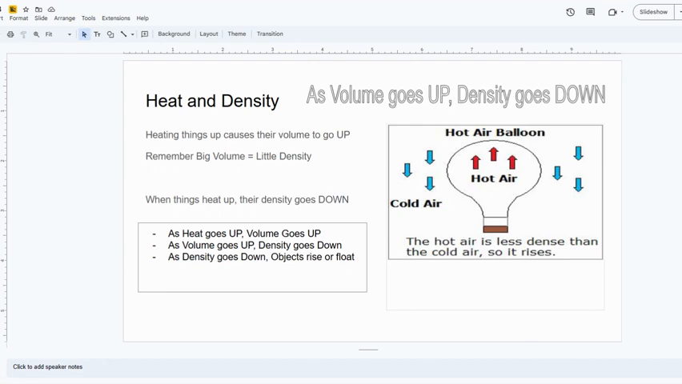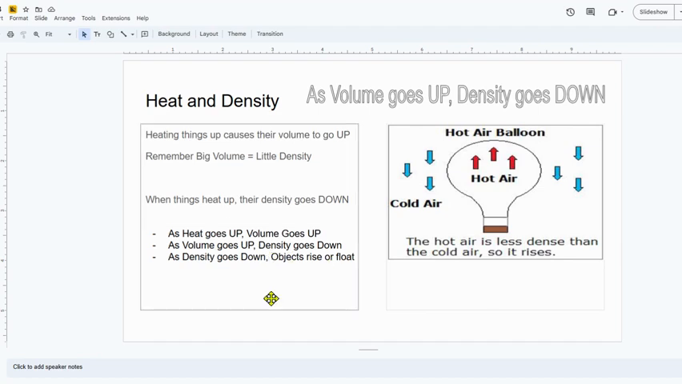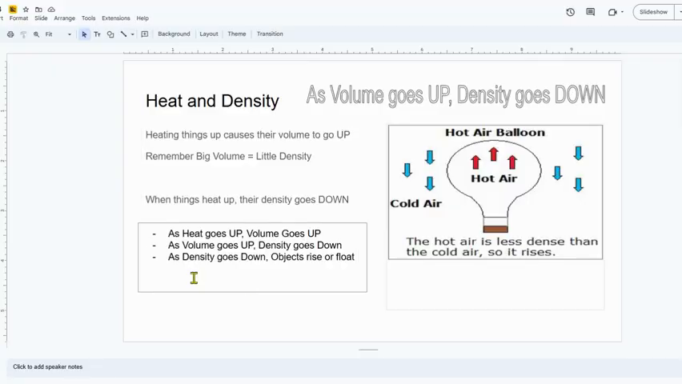So as heat goes up, volume goes up. Remember, if I heat something up, it expands. As the volume goes up, density goes down. So I heat something up, it gets bigger. As the volume goes up, the density is going to go down. As the density goes down, the object is going to float. So I heat something up, it gets bigger. That's going to cause the volume to go up. That's going to cause the density to go down, and it will rise.